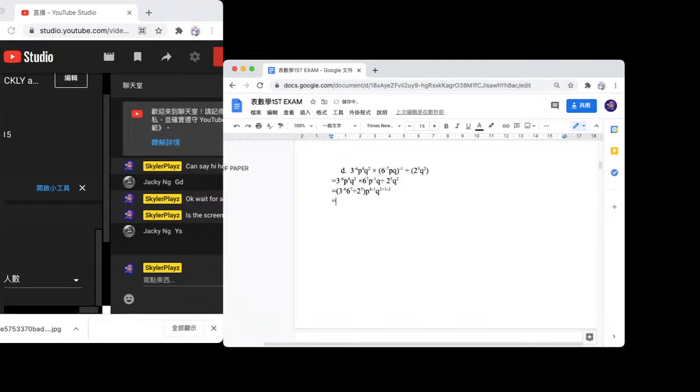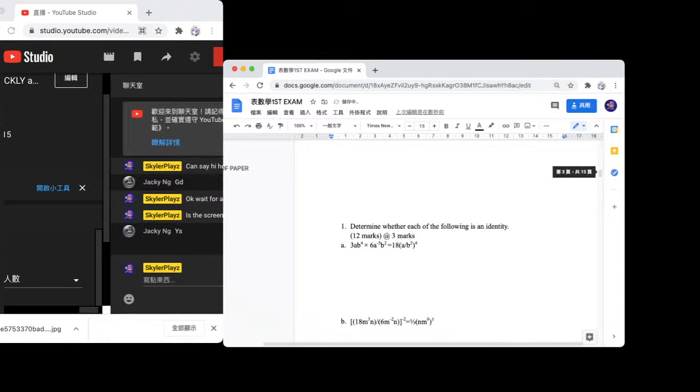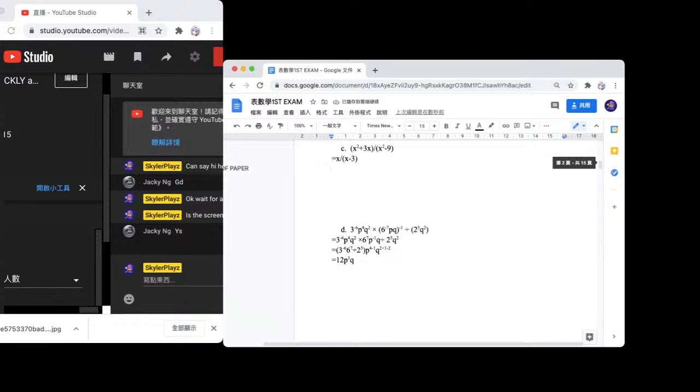Just calculate the constant part with your calculator. And after calculating, we can get 12 p q and q. And that's the answer. We go on to the second part.